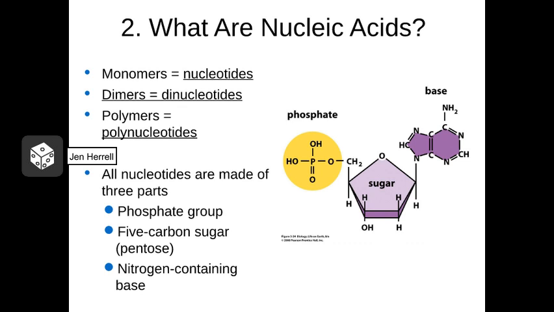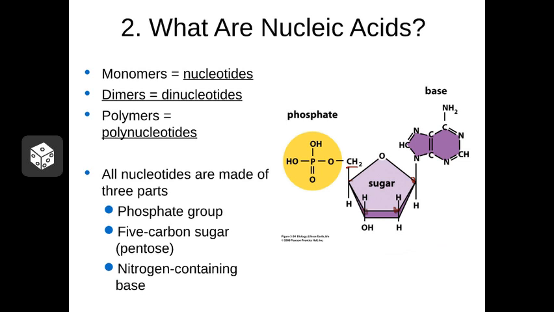The monomers of nucleic acids are called nucleotides. Here we have a nucleotide molecule. There are three major parts to any nucleotide. In the center, it might surprise you to find that we actually have a carbohydrate molecule. It consists of 5 carbons. So here they are, 1, 2, 3, 4, and here's number 5 up here.